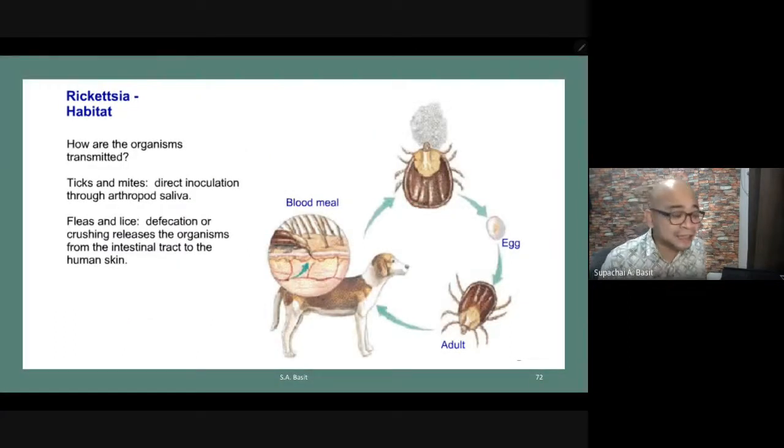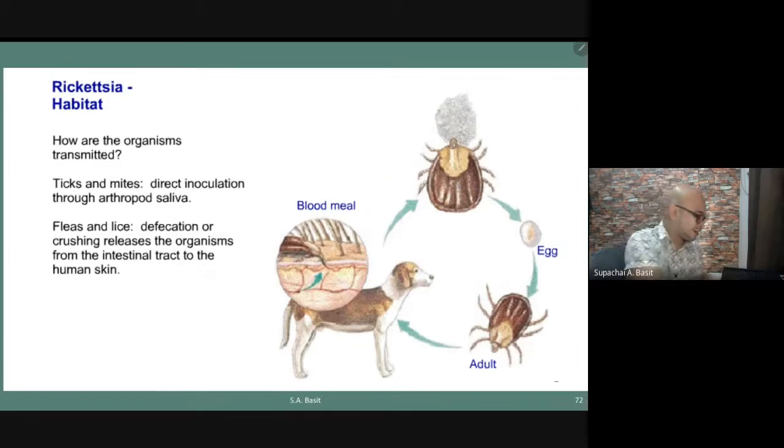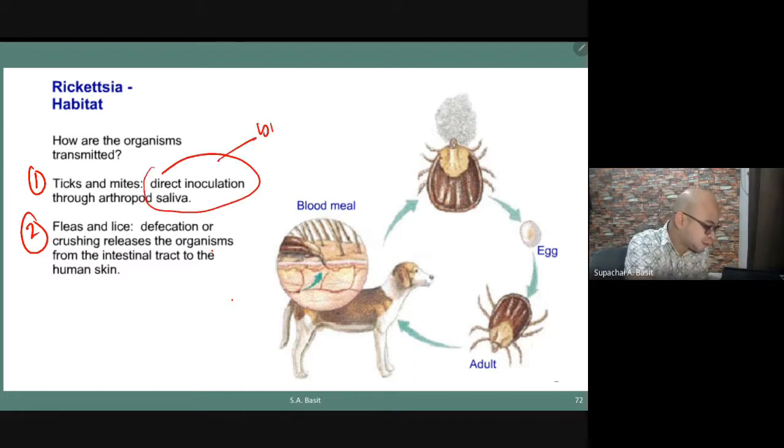So how are the organisms transmitted? Through vectors. What are these vectors? These vectors are either ticks or mites, and then we also have other groups of vectors, the fleas and the lice. The first group transmits the disease through direct inoculation, meaning you have to be bitten by these vectors for you to get infected.